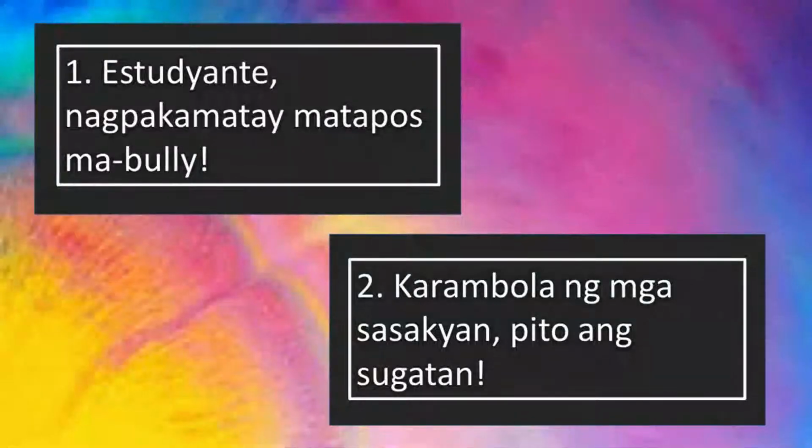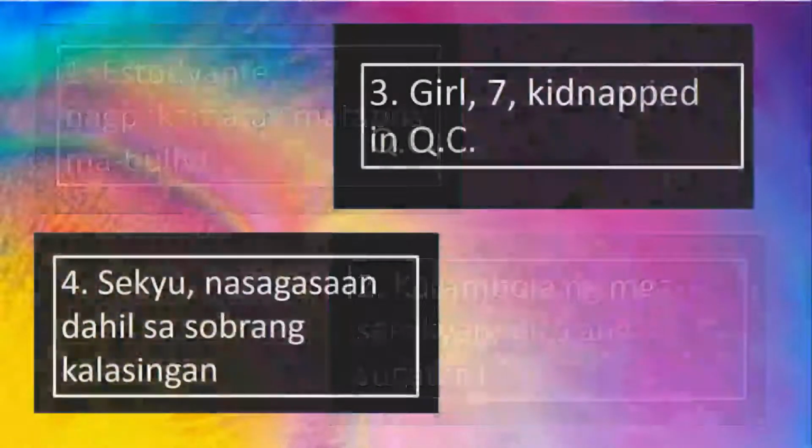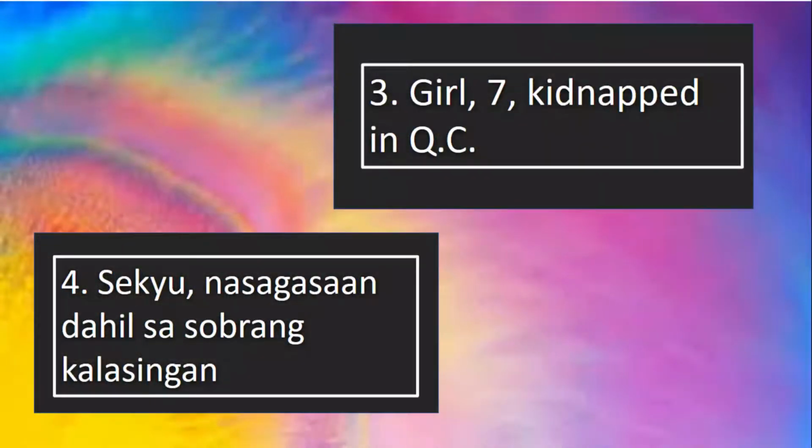Number 1. Estudyante, nagpakamatay matapos mabully. Number 2. Karambole ng mga sasakyan, 7 ang sugatan. Number 3. Girl, 7, kidnap in QC. Number 4. Sekyo, nasagasaan dahil sa sobrang kalasingan.